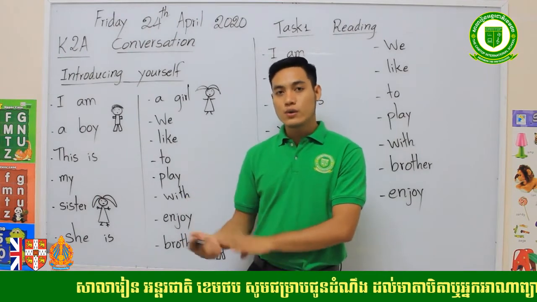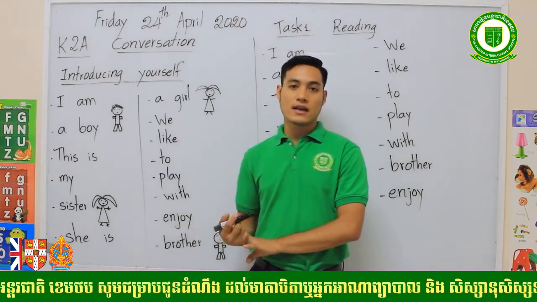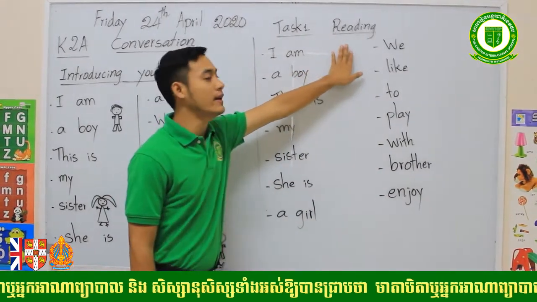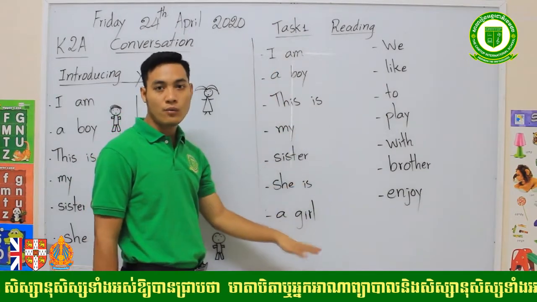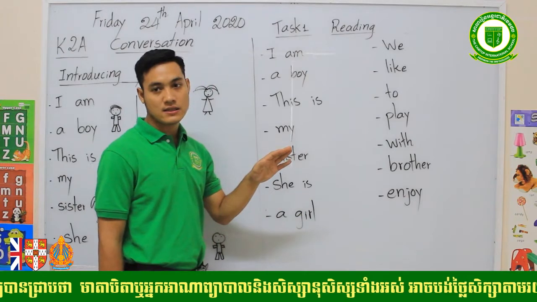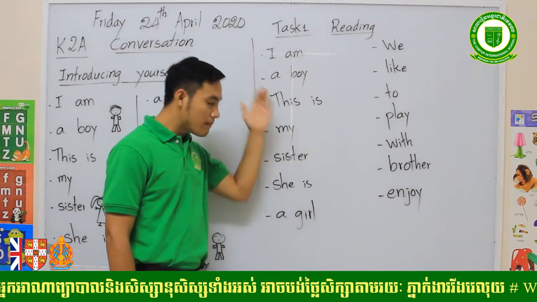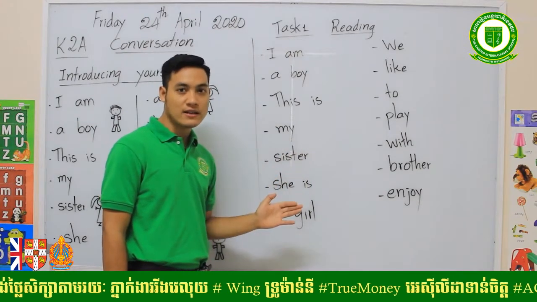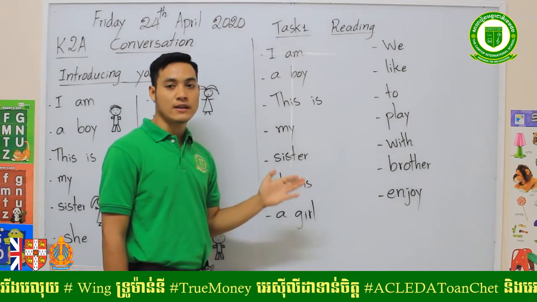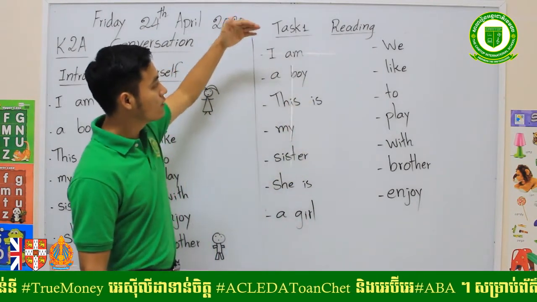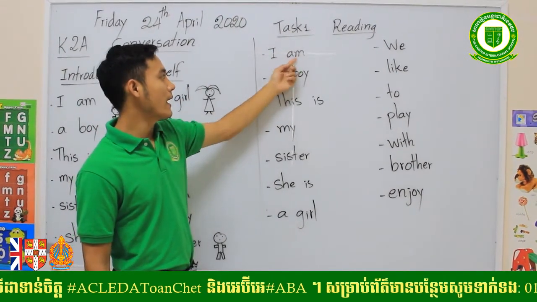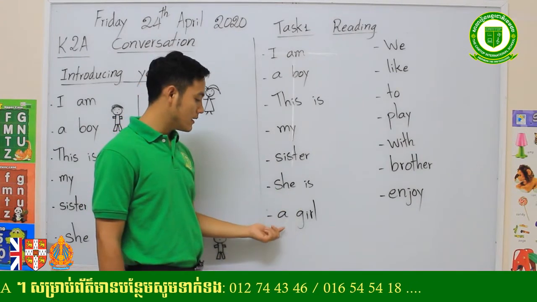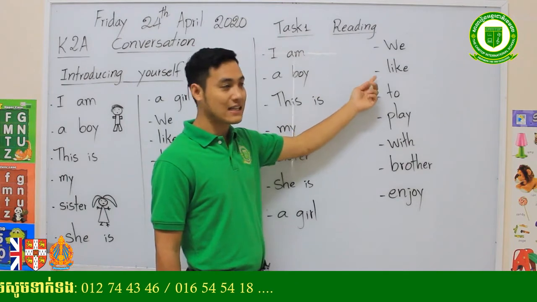Before we go into practicing our conversation class in the second video, this is your task one. I want you to read. You need to practice all these words at home and make sure you can read them pretty well and remember them, because when you know all these phrases or words, it helps you feel more confident to continue your lesson in the second part. So please read this at home, like: I am a boy, this is my sister, she is a girl, we like to play with brother, enjoy.